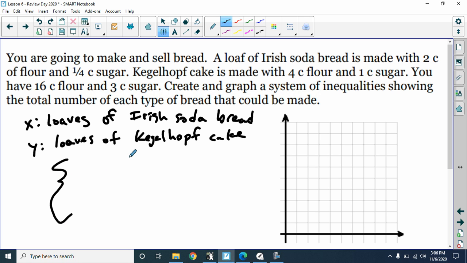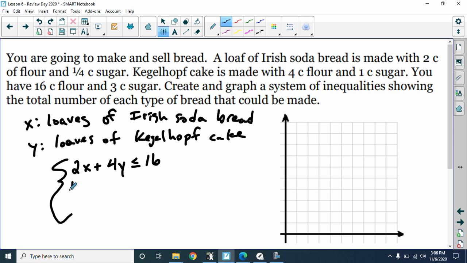And then when we set up our inequalities, we want to think about what's being limited in this problem. Well, one thing is we only have a limited amount of flour. So we want one inequality that only deals with flour. It takes 2 cups of flour for each X, for each loaf of Irish soda bread, plus 4 cups of flour for each Y. And I have only 16 cups of flour. I have to stay under, or I could use up all 16 cups of flour.